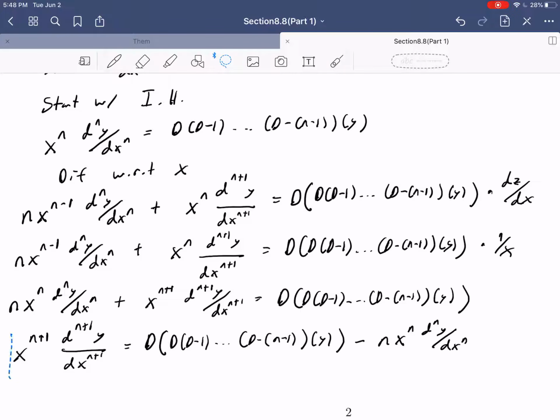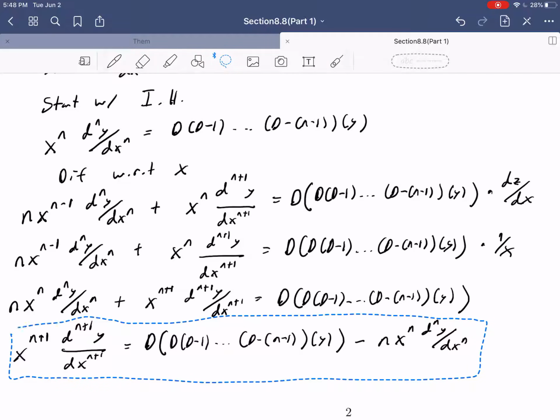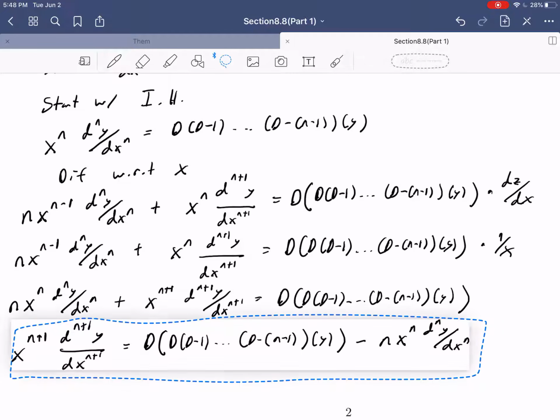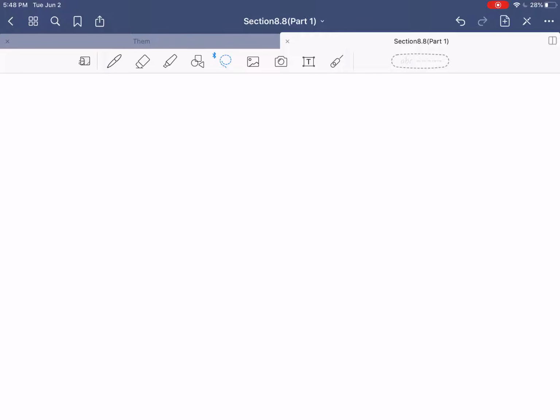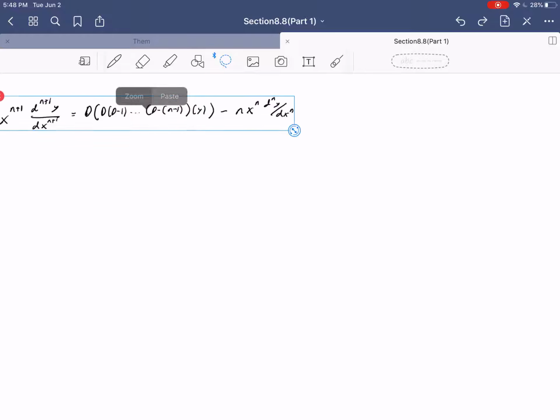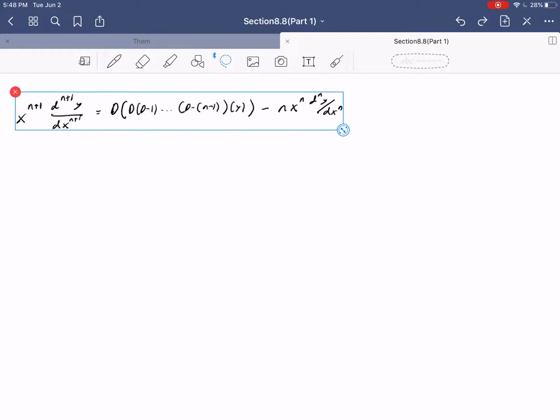So let's grab what we have right here. Copy that. We'll move that on to next page. Didn't quite copy that correctly. There we go. Okay. All right.